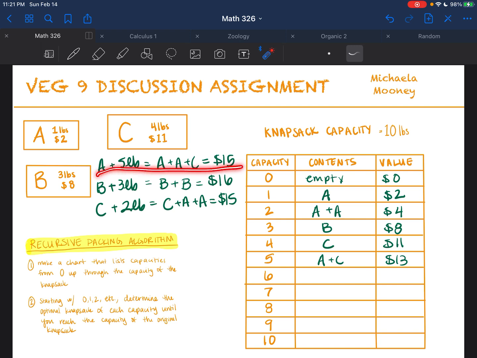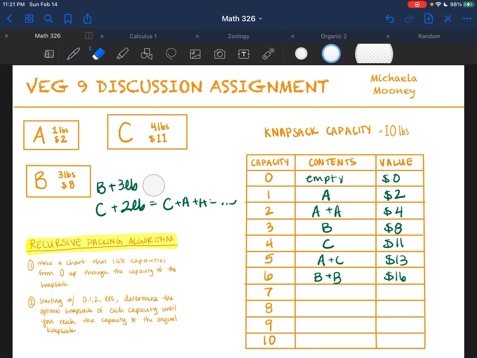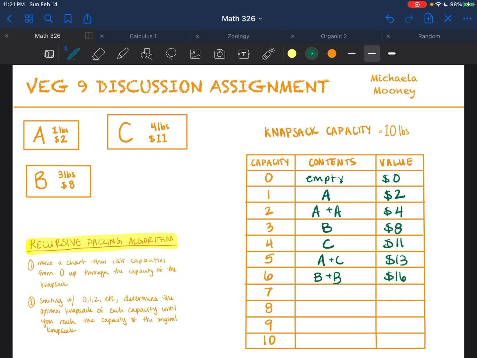And notice these two are the same, and that's just because they're A plus C, just out of order. So we go ahead and write B plus B at $16. And we can move on to our next one, which is 7. Starting with A.